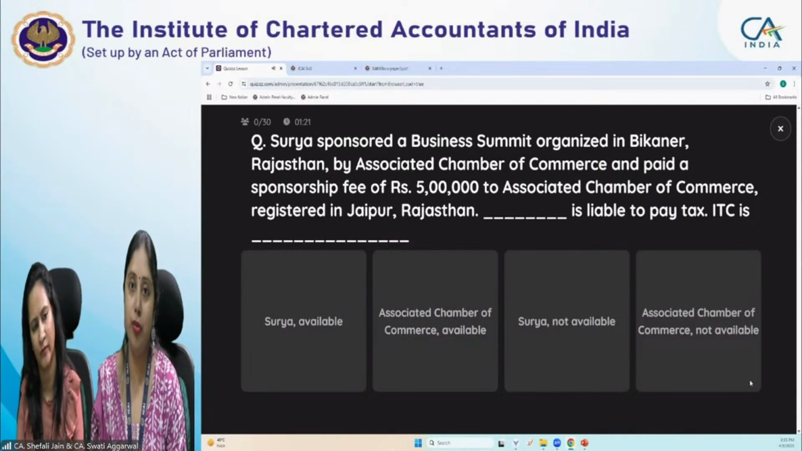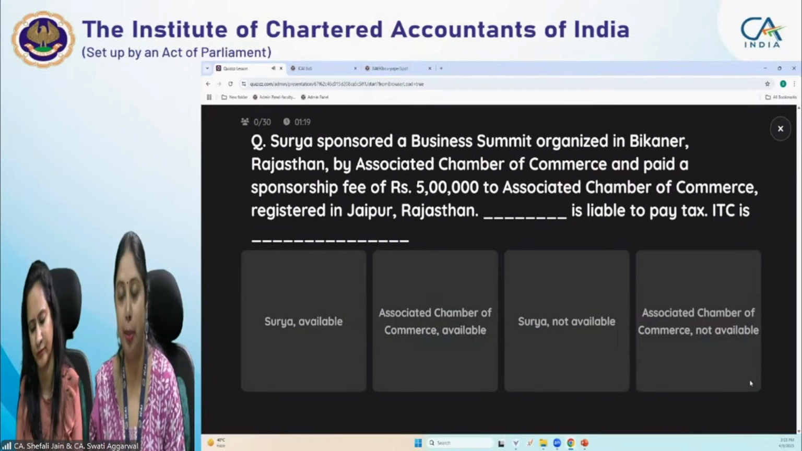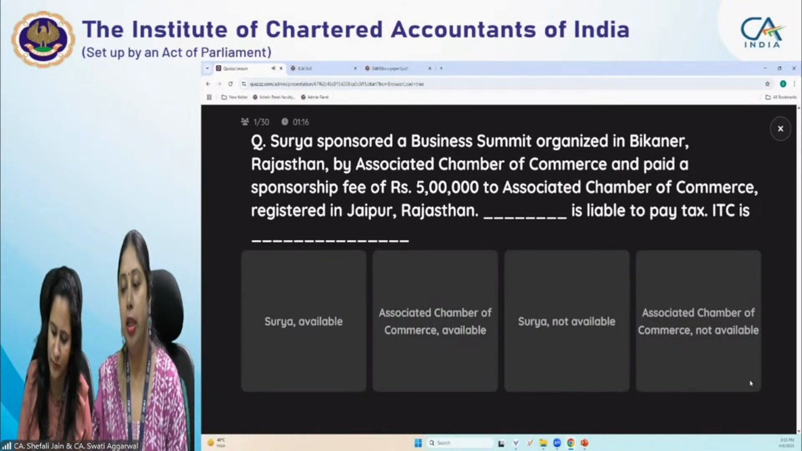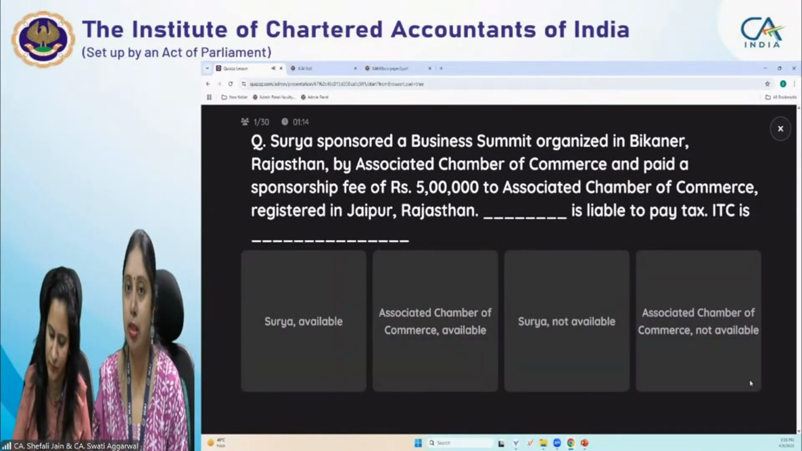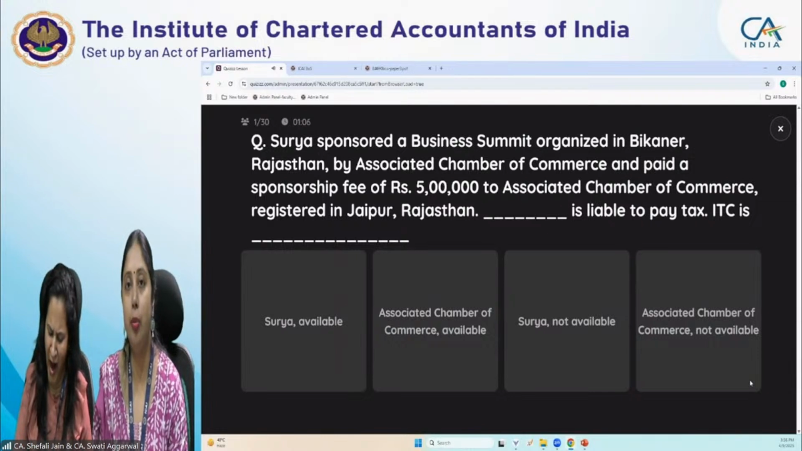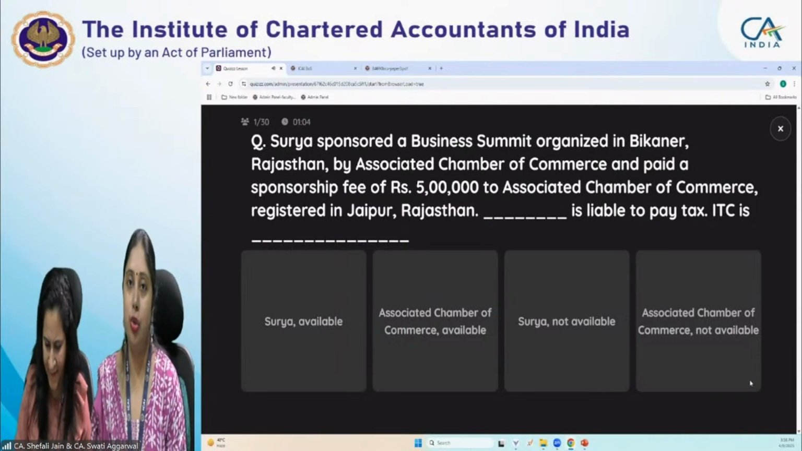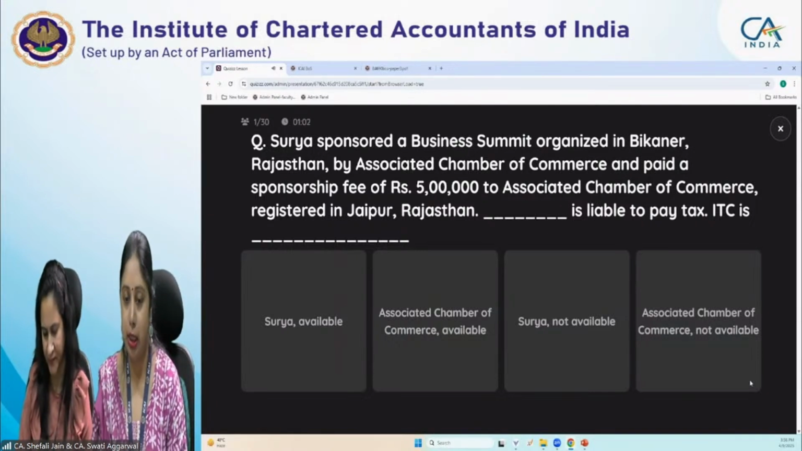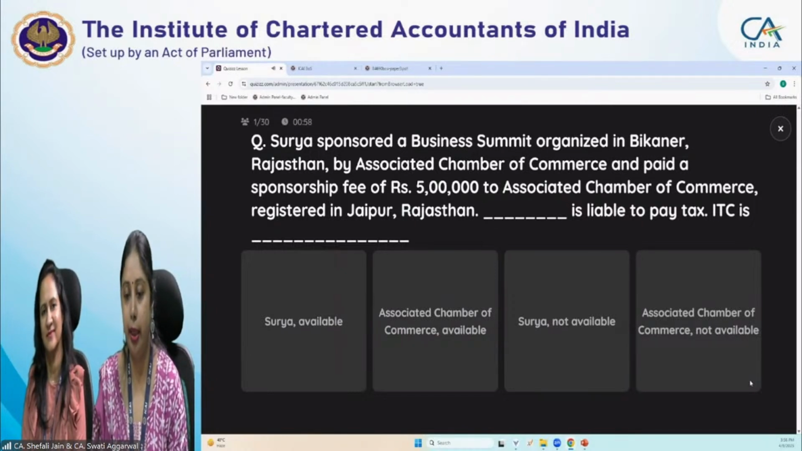First of all, you have to see whether reverse charge provisions are applicable in this case or not. If they are applicable, then who is the recipient? If they are not applicable, then who is the supplier? And whether ITC is available or not. You have complete 1 minute left with you. So you can once again read the question and answer it. And remember the discussion which we have just now had regarding supplier and recipient.